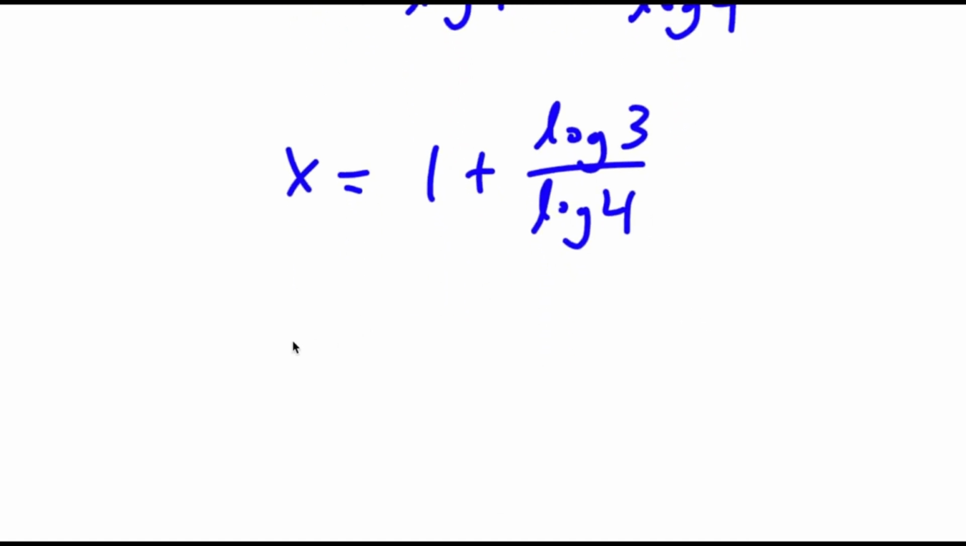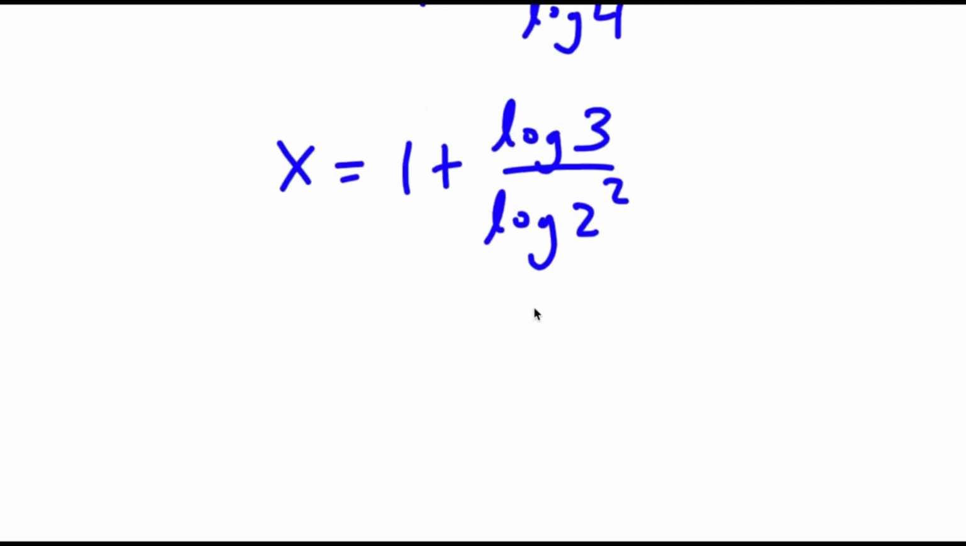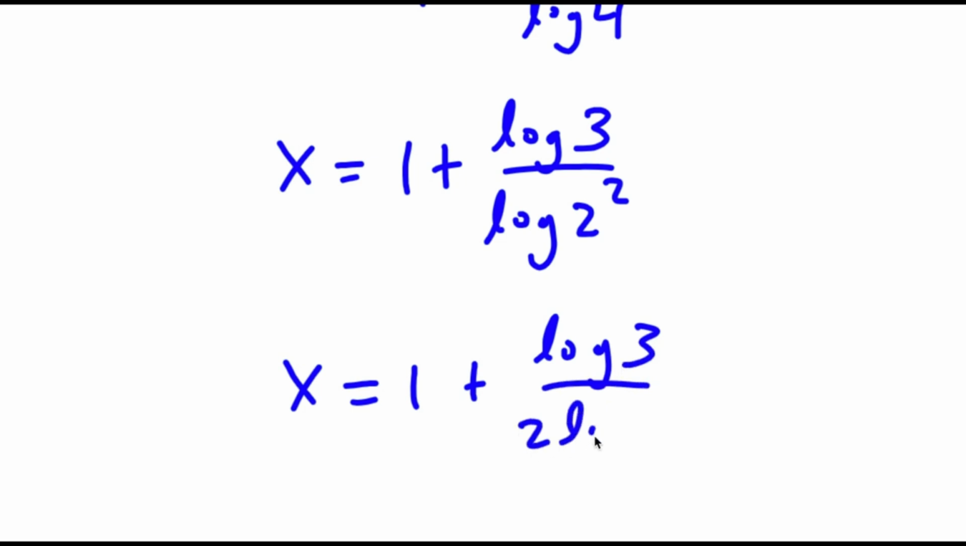Now 4 is equal to 2 squared, so I have x is equal to 1 plus log 3 over log 2 squared. And log 2 squared, that's the same thing as 2 times log 2.